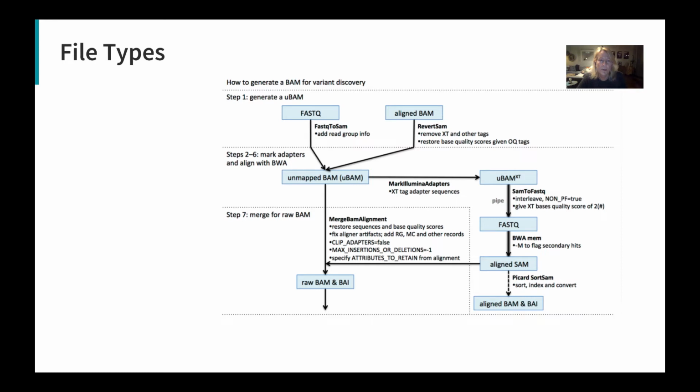So for example, in step 1, generate the UBAM, there's a FASTQ and an aligned BAM, and these steps run using processes, and then they will take the results and aggregate them into what's called an unmapped BAM file. So again, it's not so important you understand each of the processes. It's more important that you understand that the processes are standard and they are used depending on what is the need of the researcher. So in this case, they need to generate a UBAM, mark adapters and align with BWA, and then merge for raw BAM. That's what they're needing to do here for variant discovery.